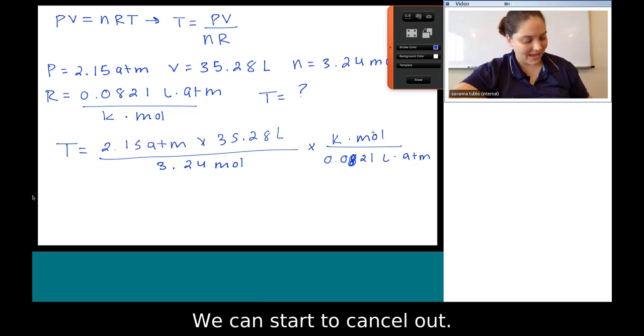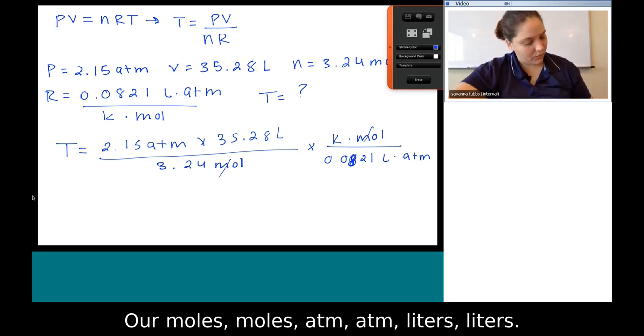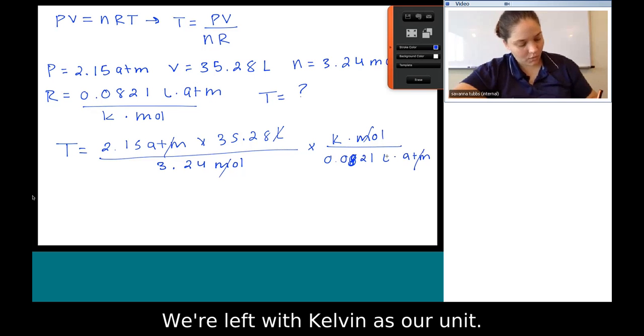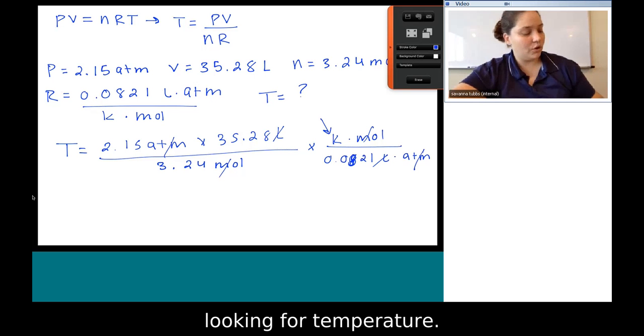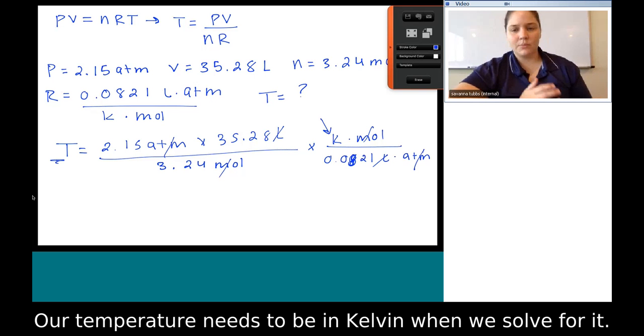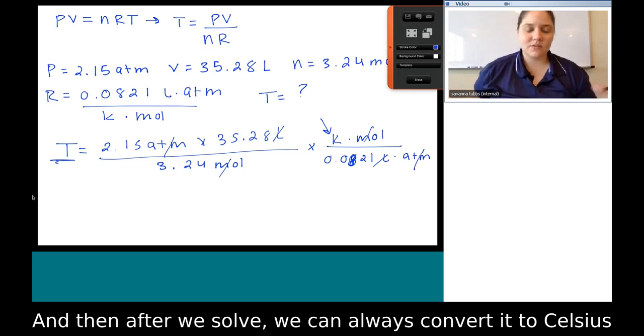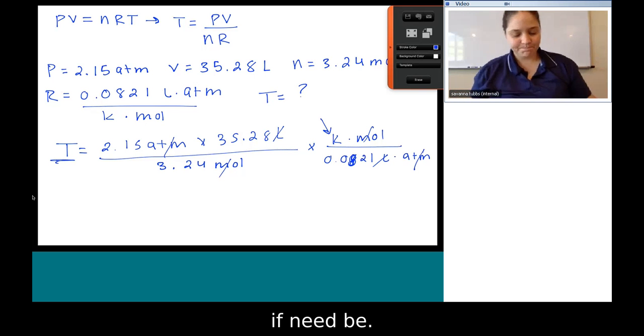We can start to cancel out. Our moles, moles, atm, atm, liters, liters. We're left with Kelvin as our unit. And again, that makes sense because we're looking for temperature. Our temperature needs to be in Kelvin when we solve for it. And then after we solve, we can always convert it to Celsius if need be.